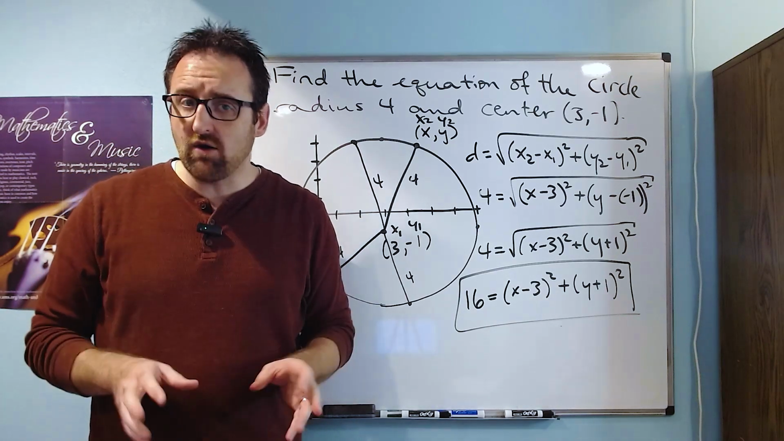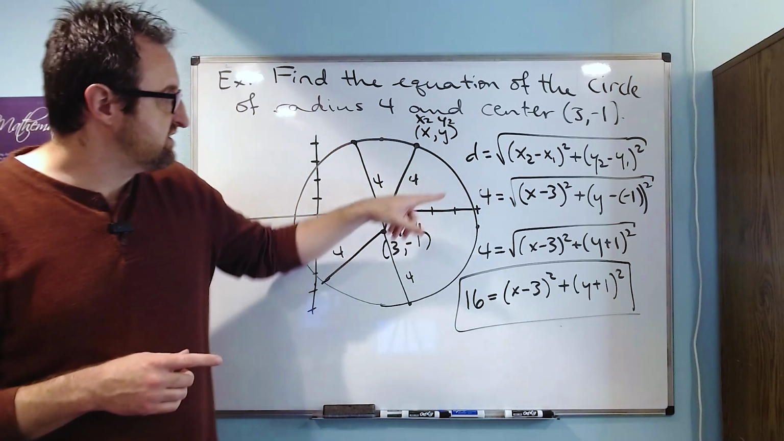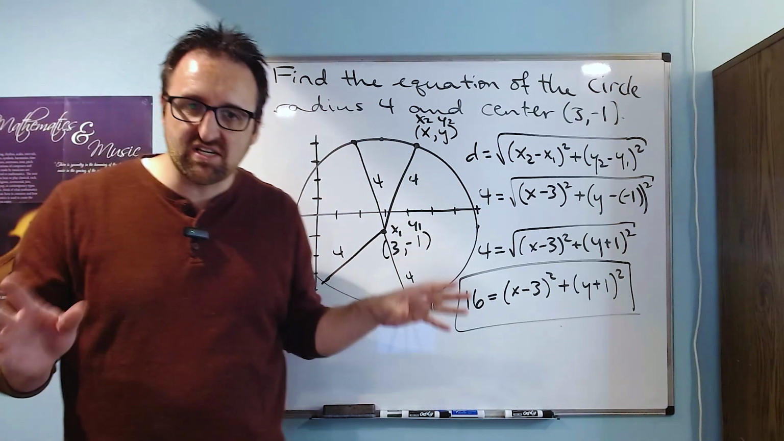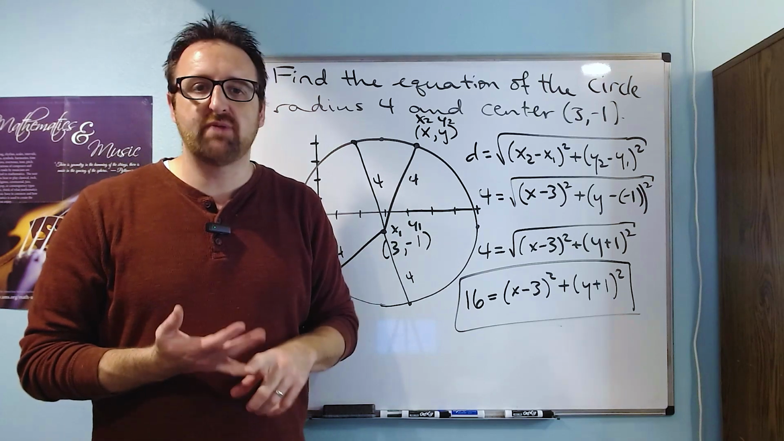What we're going to do now is see if we can use the distance formula to find a formula that works for every single circle, no matter what the center is and no matter what the radius is.